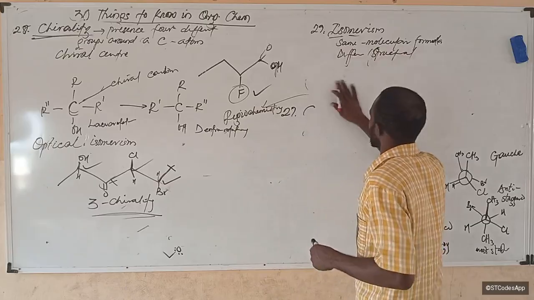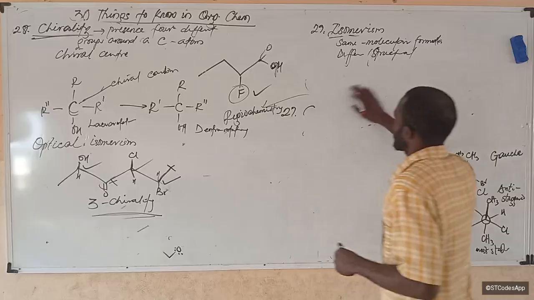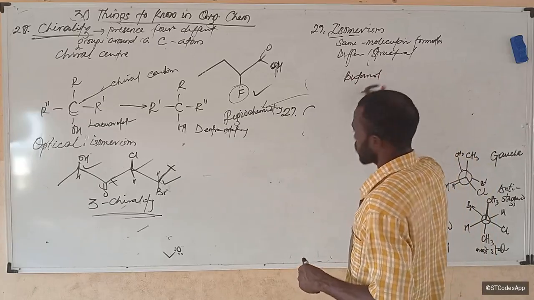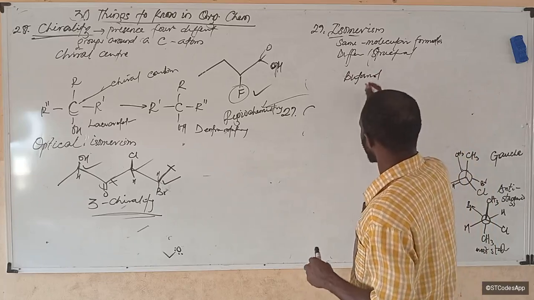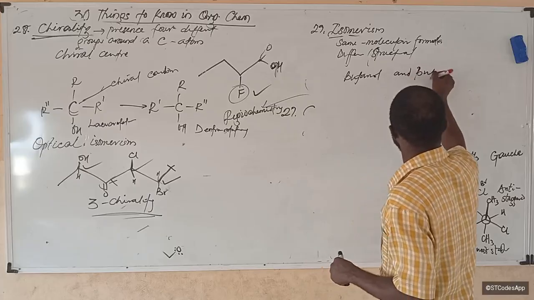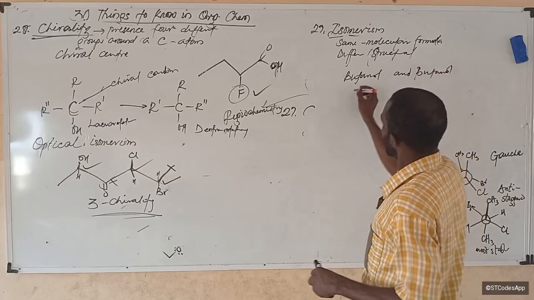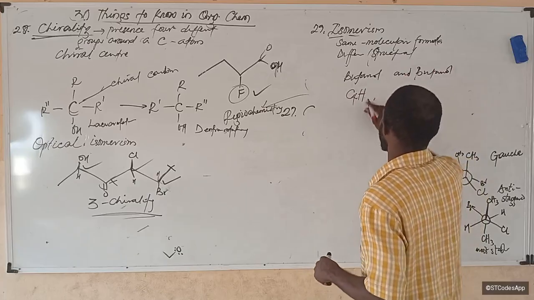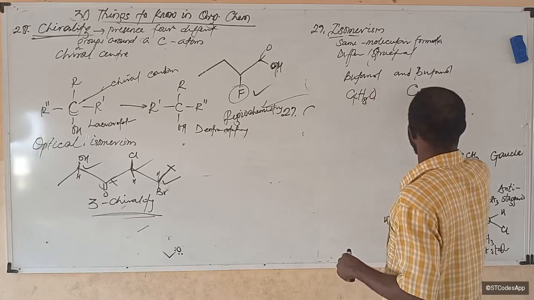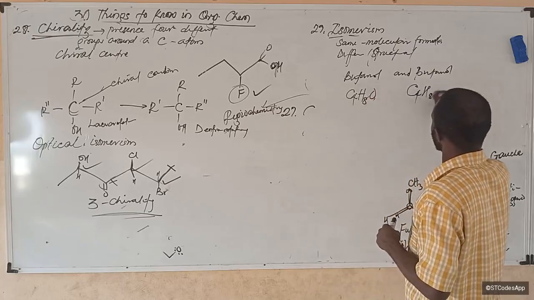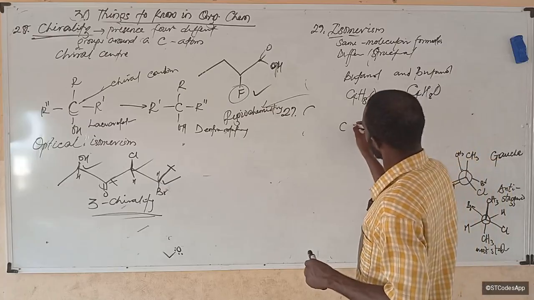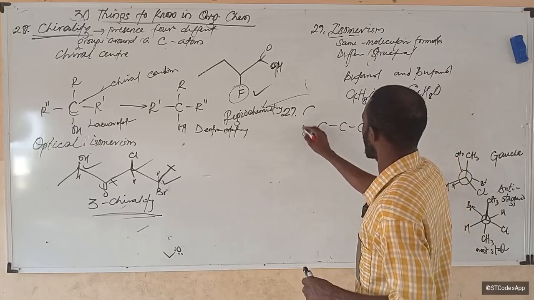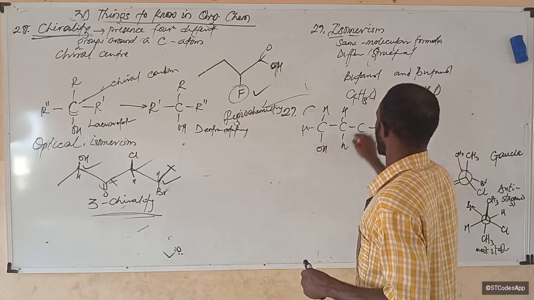I'll just give one example here. For example, look at this one. Butanol, for example. This is positional isomerism. Butanol and butanol. Both of them will have the molecular formula C4H8O. But if you want to draw the structure, this one will look like this. This is butanol, and the OH will be on the first carbon. Is that clear?